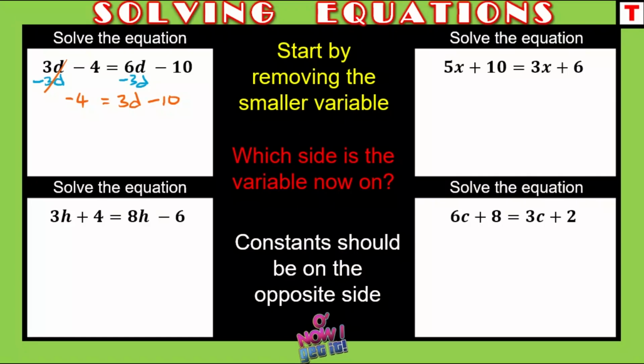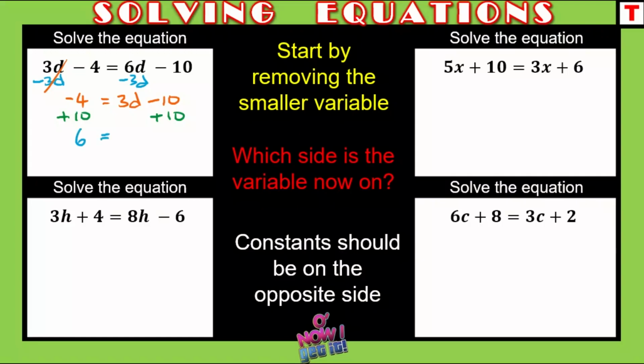And the second step here is which side is the variable now on. The variable is now on the right hand side. So since the variable is now on the right hand side, we're now going to be bringing the constants, or the numbers, to the other side. We have a minus 10 there, so we're going to be adding 10 to both sides. We're going to be simplifying again, and we're going to have minus 4 plus 10, which is going to give us 6.